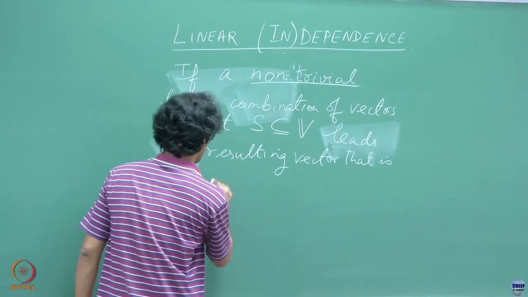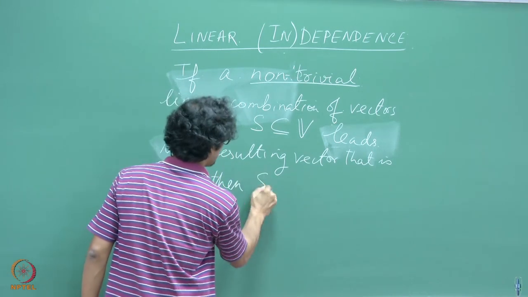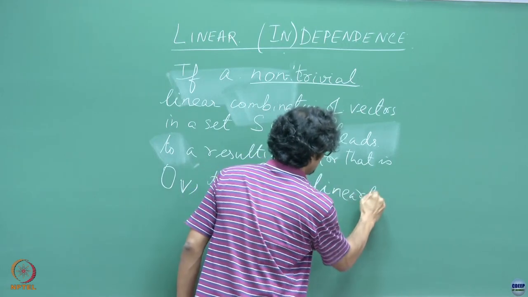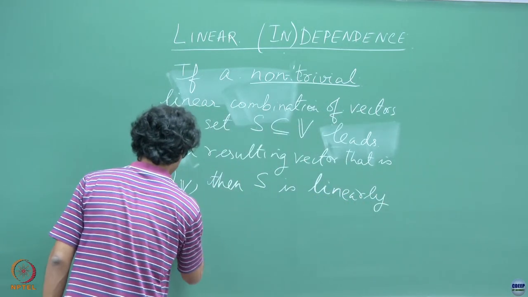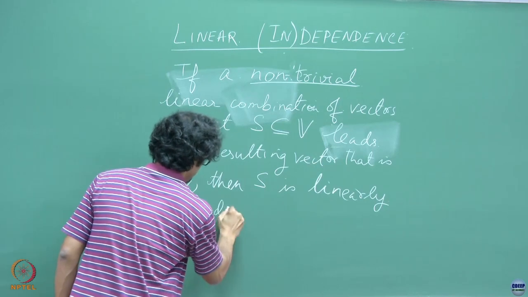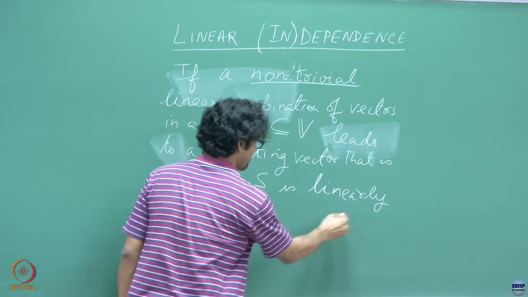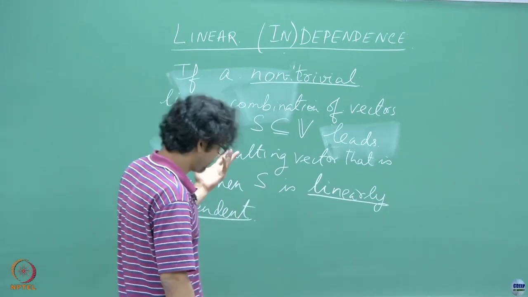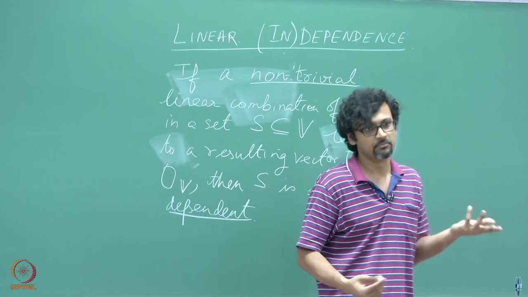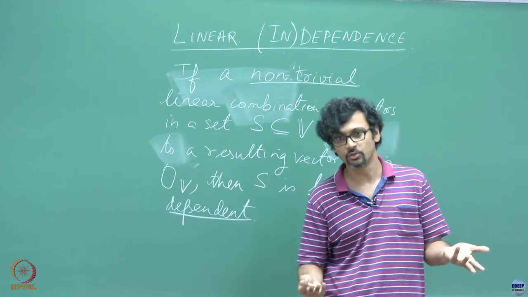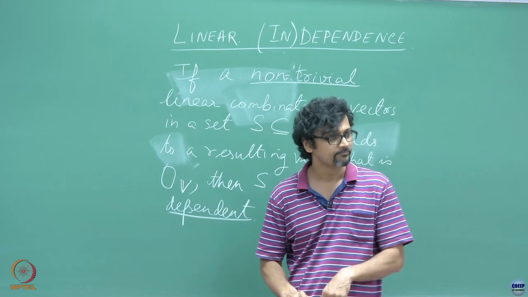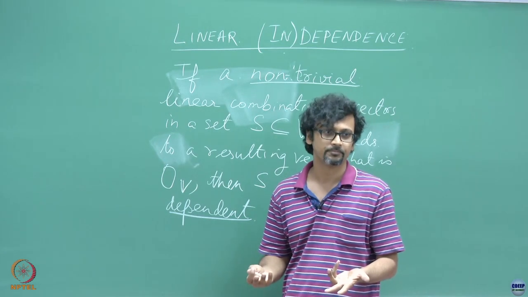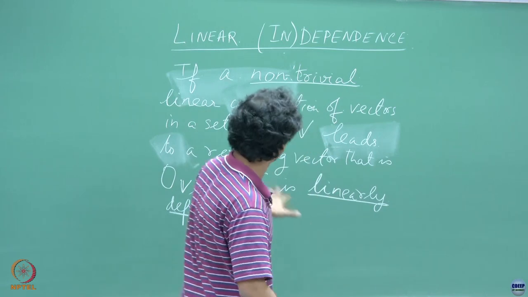Right. Then S is linearly dependent. Now, of course, conversely, if no non-trivial linear combination can ever lead to the zero vector, right, then it is linearly independent, right? So that is what the description is.